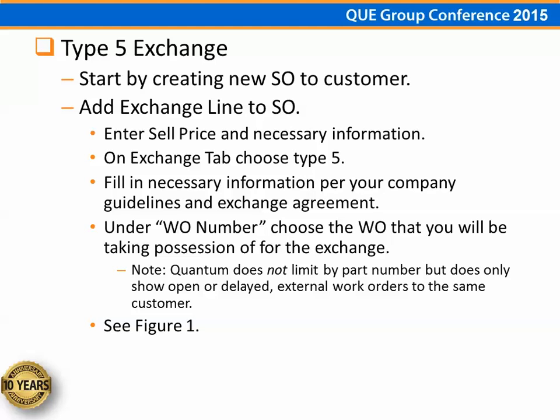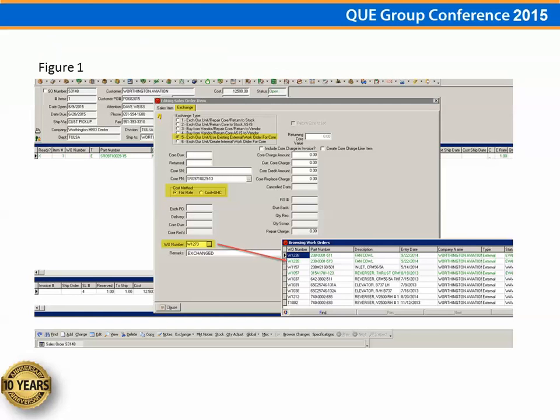Fill in any necessary information there, also your core values, your core due dates. Although you already have your core here, anything that is necessary for your company's reporting, make sure you do take care of. Under the work order number is where you're going to choose the work order that's open now that you're going to use to be your core return. And a note is that Quantum does not limit by part number, so you can swap anything you want. As long as it's same customer and your work order is open or in a delayed status, you can choose anything.